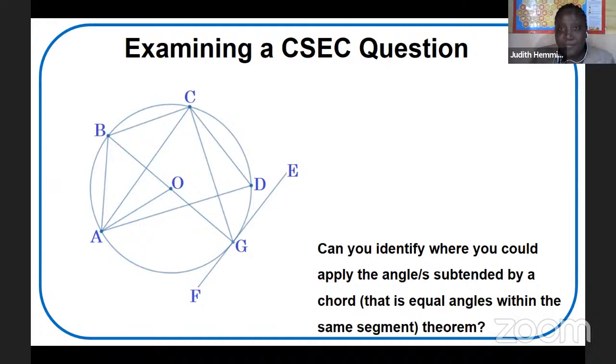So here it is. Here's a big diagram that has a number of circle properties, but we're looking for the property that is showing us that angles at the circumference of the circle standing on the same arc or chord are equal. Can you identify angles that would be equal based on that property? Look at this diagram and give me angles that would be equal based on this property.